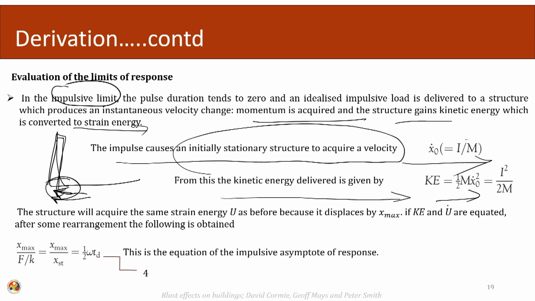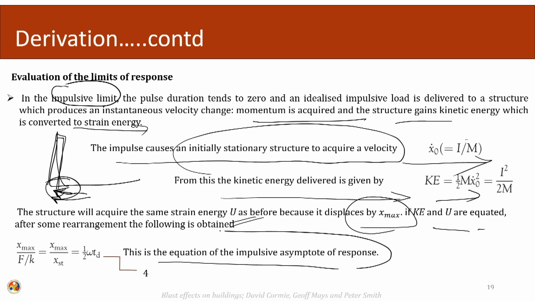So, this structure will acquire the same strain energy as before because it is displaced by x max. And if we equate the kinetic energy and the strain energy, we will get the equation of the impulsive asymptote of the response. So, this is how the response spectrum is being converted into the PI diagram.